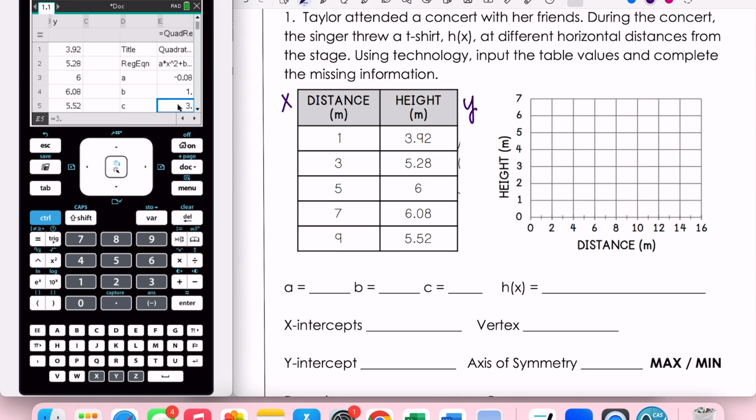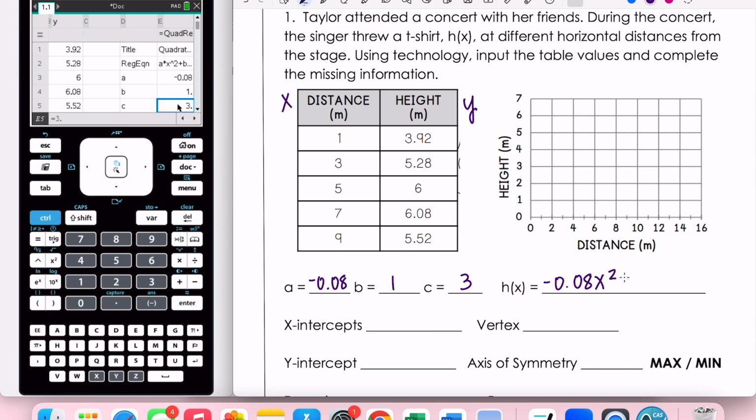So the value of A is negative 0.08, B is 1, and C is 3. From here, I'm putting this into the form of ax squared plus bx plus c, because this is a quadratic. And my function is negative 0.08x squared plus 1x, which is just x, and then the value of c is 3, so plus 3.